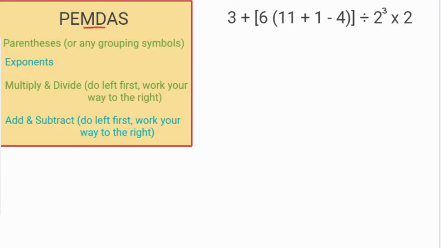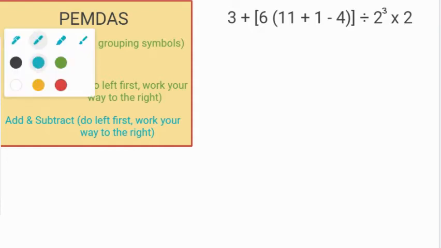M is before D in this word, but just know that M and D are at the same level: multiply and divide from left to right. And A and S are also together for the last step: add and subtract from left to right. So here's a problem. Let's make sure we do this correctly by following the order of operations.